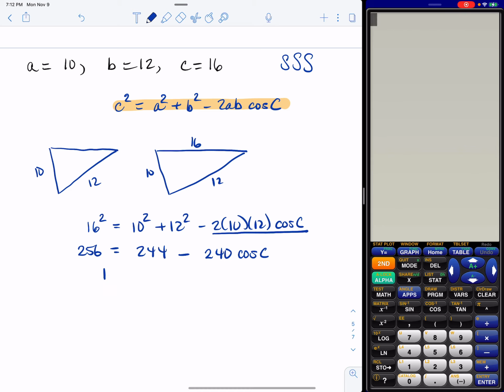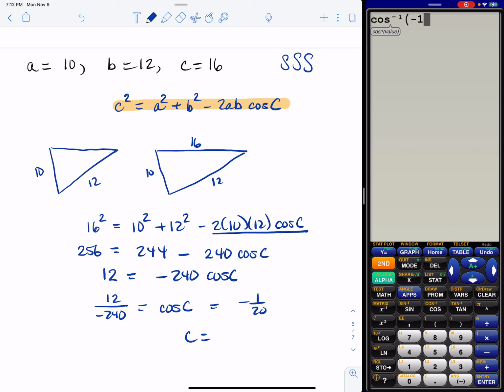Bring the 244 over. I have 12 equals negative 240 cosine c. Wow, this worked out pretty well. So I have 12 over negative 240 equals cosine c. And that actually ends up being negative 1 over 20. So c is the inverse cosine of negative 1 over 20. So cosine inverse negative 1/20th. Boom. So that means that C is 92 point, I'm going to call that 92.9 degrees.